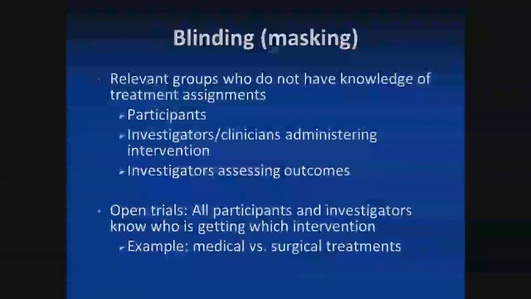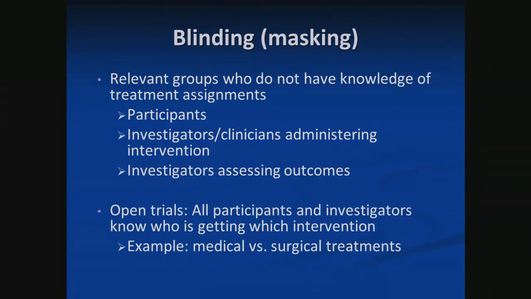So that's randomization, blinding, or otherwise known as masking. There are different groups that would be relevant to mask, right? Obviously the participant. In many cases, we have double blinding, which is the participant and the investigators. In some cases, there's triple blinding, which is the participants, the investigators, and those assessing the outcomes. Everyone involved is basically blinded to treatment groups, right?